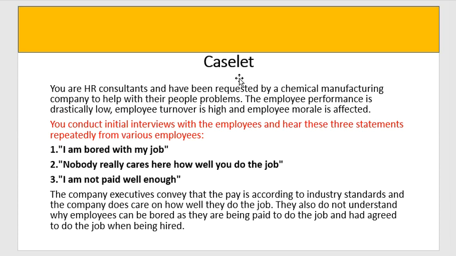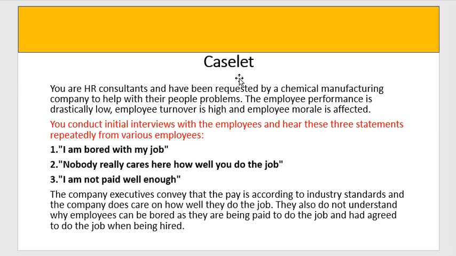The second one, nobody really cares how well you do the job. Even though the company executives say that they do care, on deeper scrutiny, you will find that there are no proper performance appraisal systems. There are no ways where employees can know how well they are doing. There are no clear standards set, nor is proper feedback or honest feedback given to them so that they can improve their performance. And this is also coupled with the lack of recognition for the jobs that they are doing.